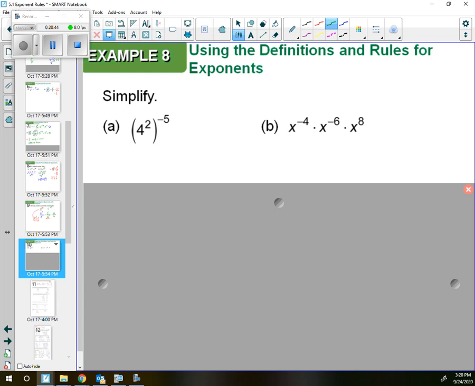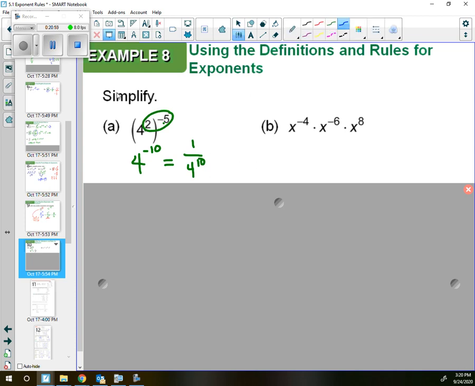All right, so we have 4 squared to the -5th. So power to a power, we multiply the exponents. So 2 times -5 would be -10. And then remember, you want your final answer with a positive exponent. So 1 over 4 to the 10th. So power rule and a negative exponent.